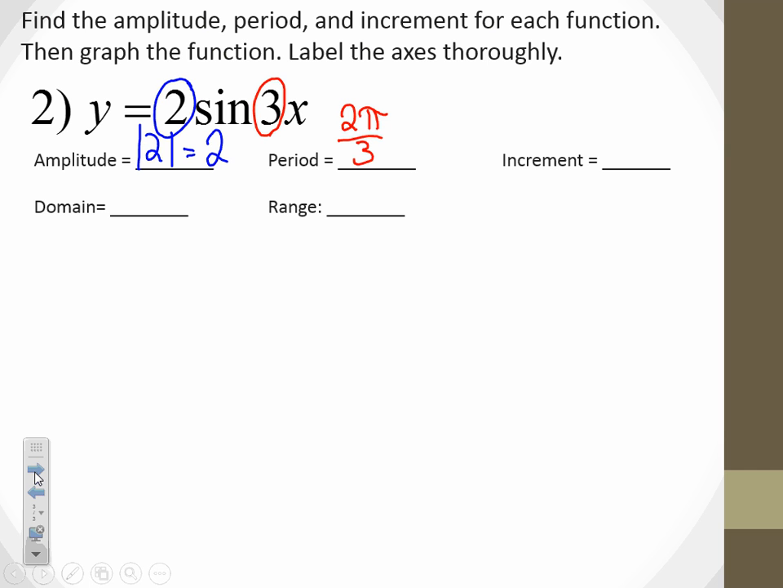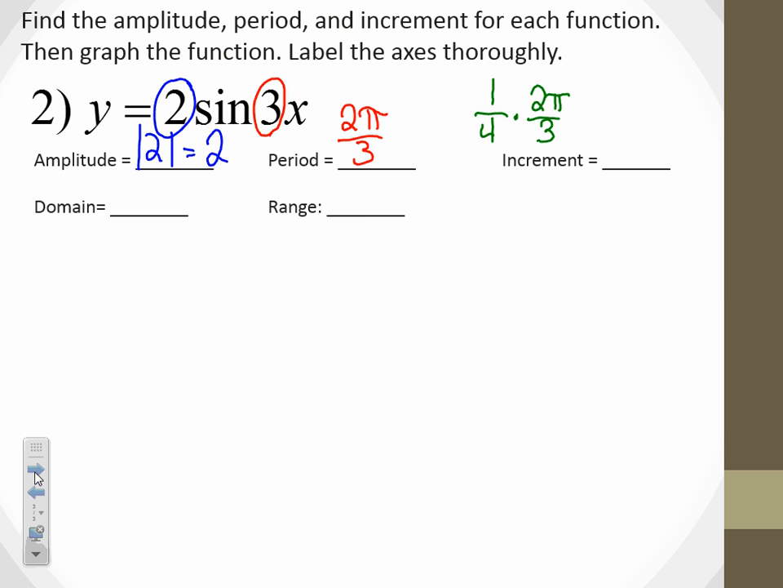The one that's going to change a little bit, ladies and gentlemen, so make sure you're paying attention here, is our increments. We usually divide by 4. That kind of makes it messy. If you remember back to our other way to find increment, we can take 1/4 times our period. So that's what we're going to do. We're going to take 1/4 times 2 pi over 3.